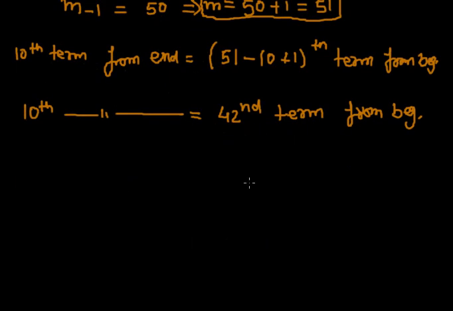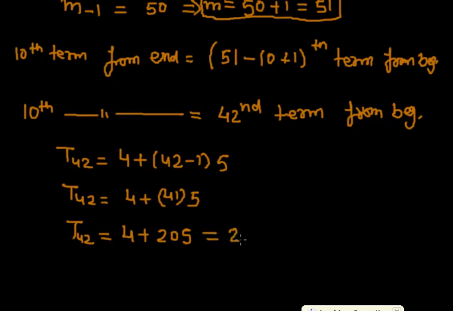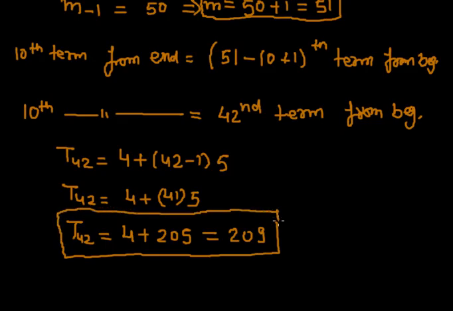Now see, 42nd term from the beginning we can easily calculate now. T of 42 is equal to a plus 42 minus 1 multiplied by d. T of 42 is equal to 4 plus 41 whole multiplied by 5. T of 42 is equal to 4 plus, this would be 205, and the whole output becomes 209. So it would be the 42nd term from the beginning, or we can say the 10th term from the last.